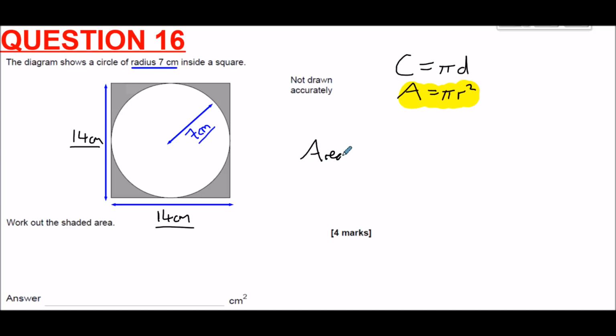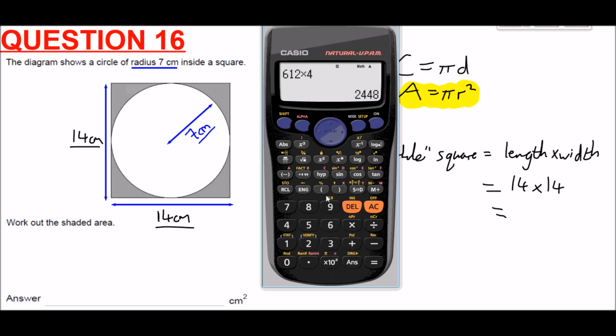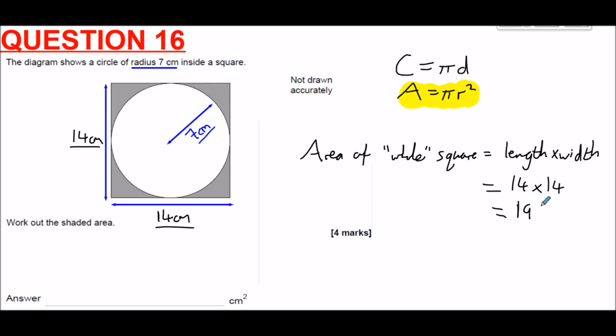So the area of the whole square, that's just the length times width. But for a square, the length is the same as the width. So in this case, length times width is 14 multiplied by 14. 14 squared, which we can work out easily enough on this. 14 multiplied by 14 gives us 196 centimetres squared.